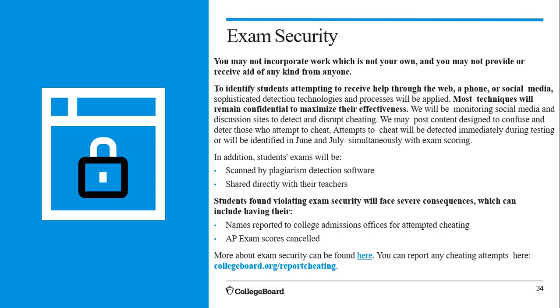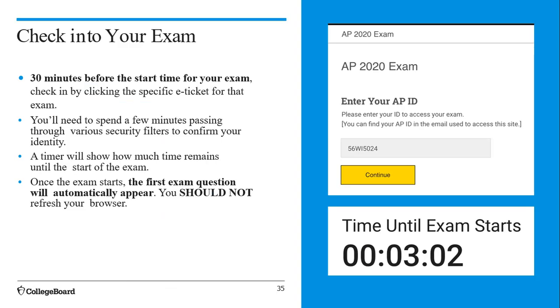Students found violating exam security will face severe consequences, which can include having their names reported to college administrative offices. They've already said that they've done that for people. AP exam scores canceled. More about exam security, you can check there. This isn't a joke, you guys. Make sure it's your work. If you have a tutor, don't have them anywhere around you while you're taking this exam.